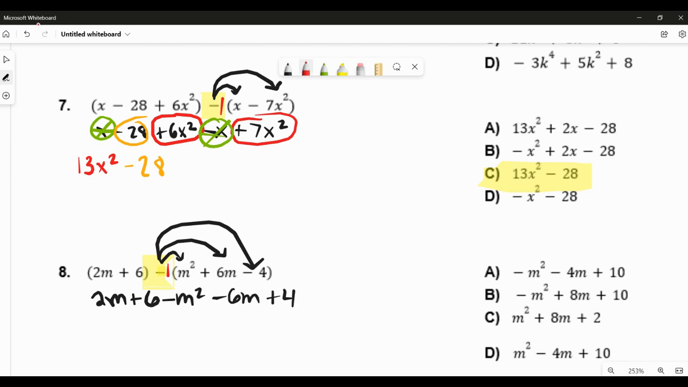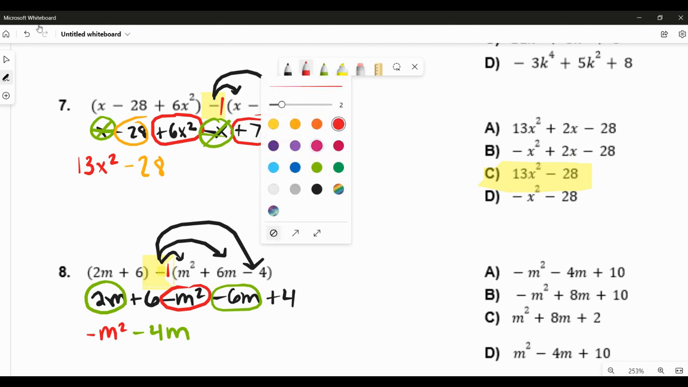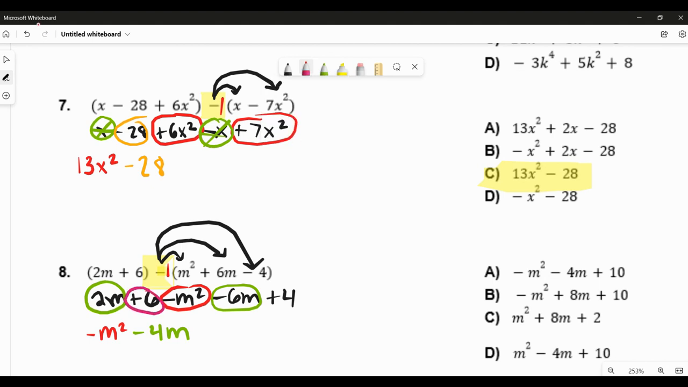All right, let's start with our biggest exponent. That's the -m squared. Nothing to combine it with, so I just bring it down. Then I've got 2m minus 6m. That's going to give me -4m. And then my last one is 6 plus 4, which will give me positive 10. And I should notice that that one matches up with A. And we're finished.